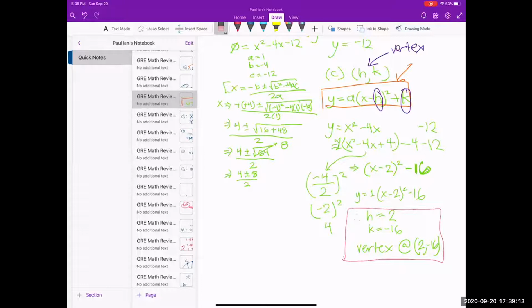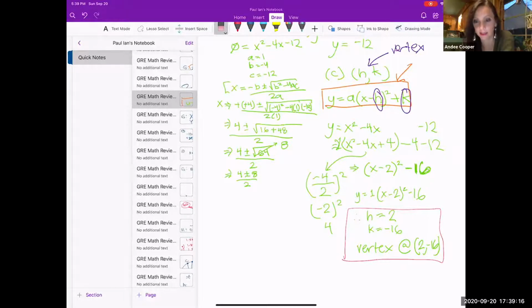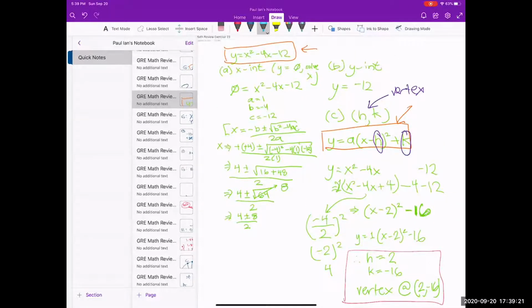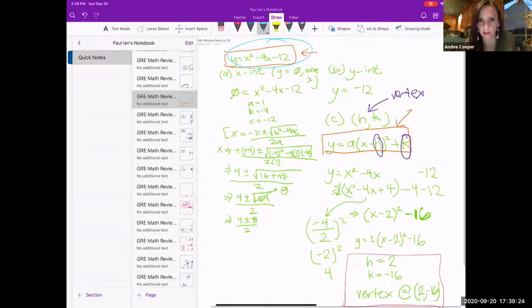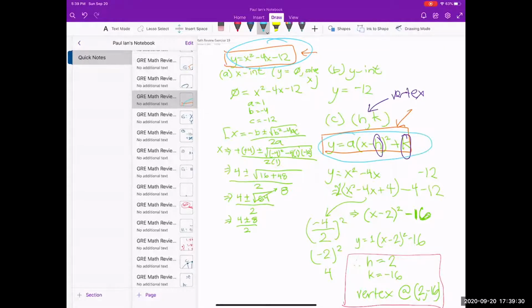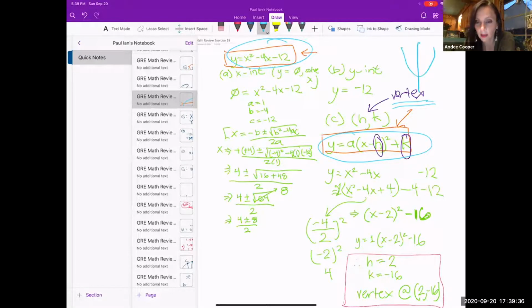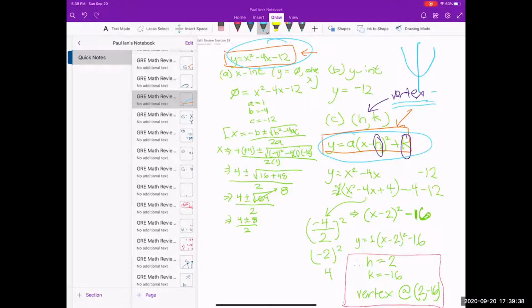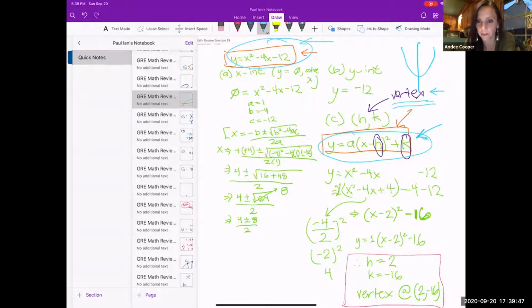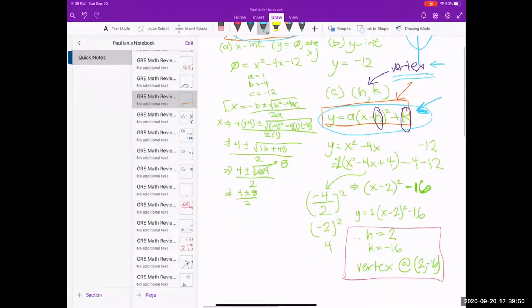Do you remember doing this on the vertex? As we left off, we were talking about this quadratic form, y equals x squared minus 4x minus 12. The problem is specifically asking for the vertex of this parabola. To get the vertex, you need to transform your quadratic to vertex form, and how you do that is by completing the square.